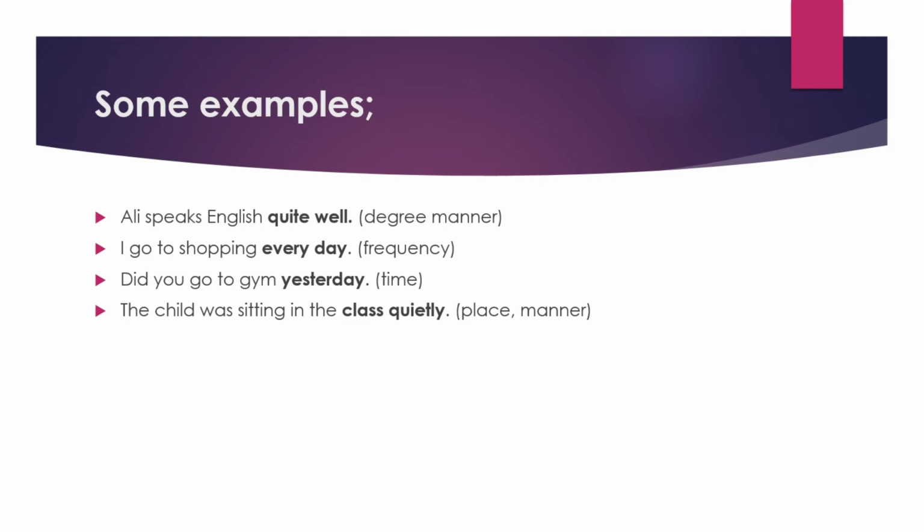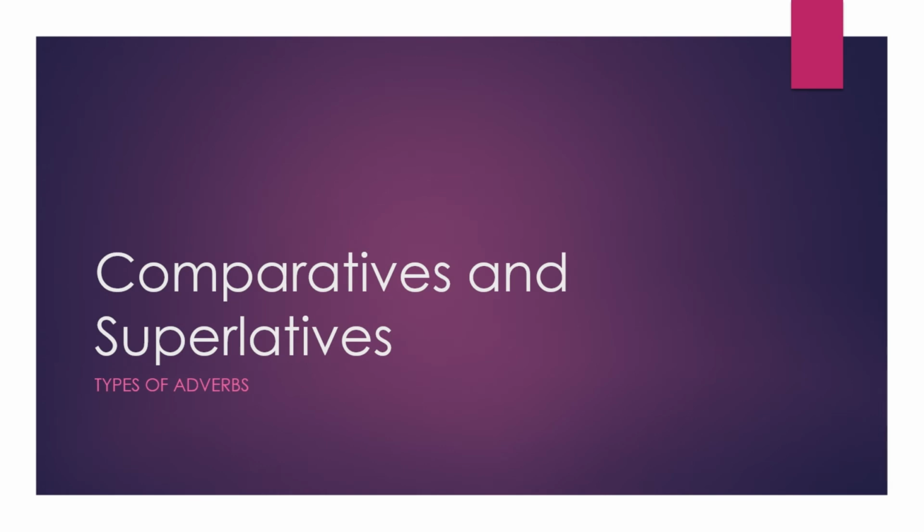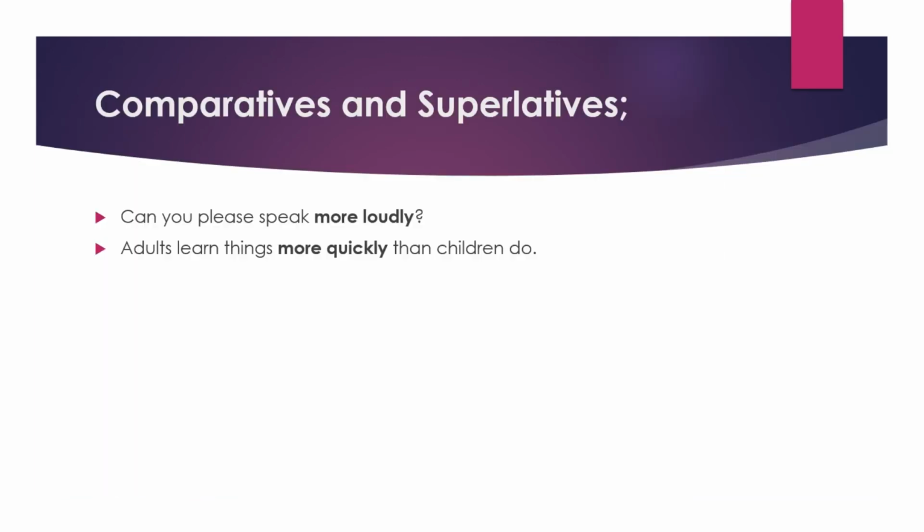And the child was sitting in the class quietly. There is a place and manner, quietly and class. Understand? So these are the examples used in sentences to help you understand how they are used. Now seeing the comparatives and superlatives. As we did in adjectives, they are also used in adverbs, and I will explain how they are used.